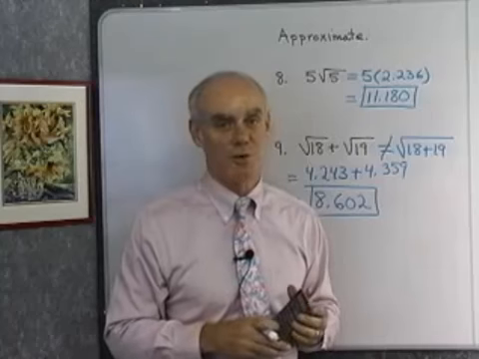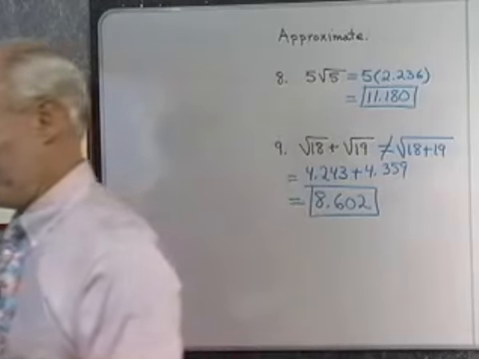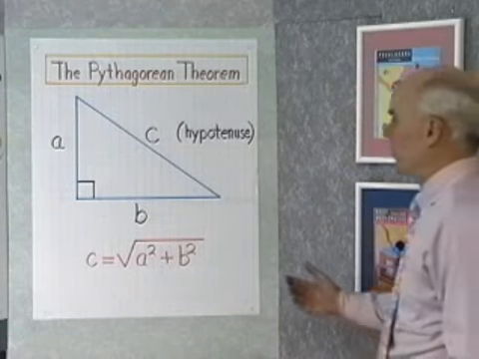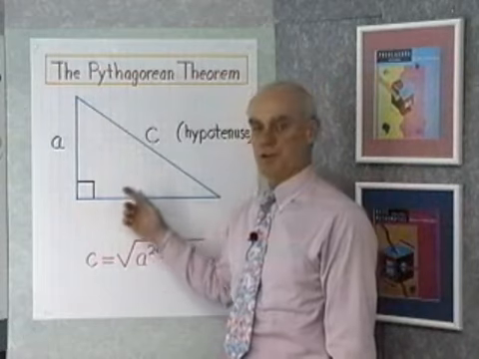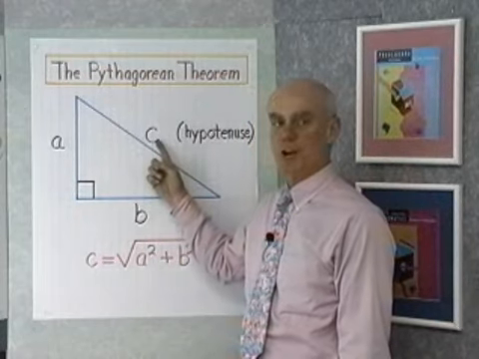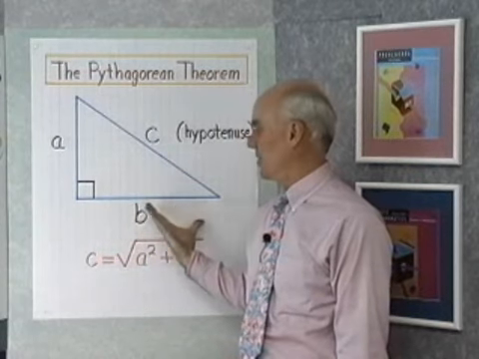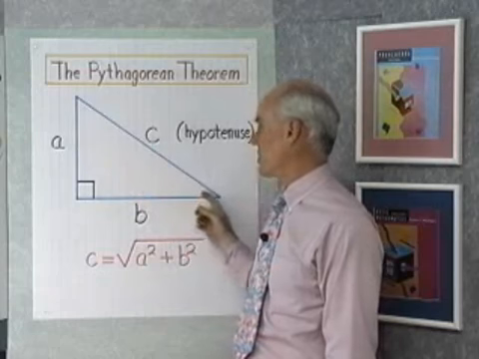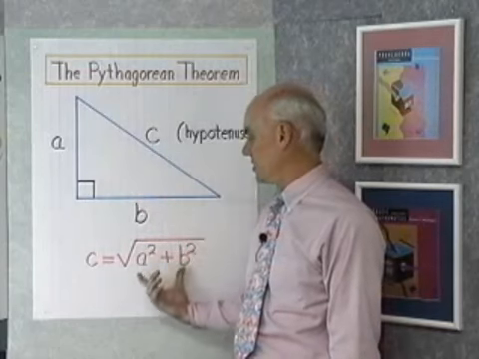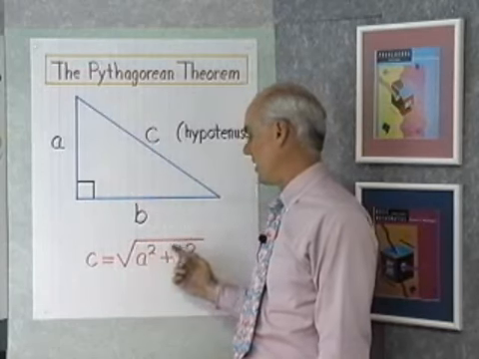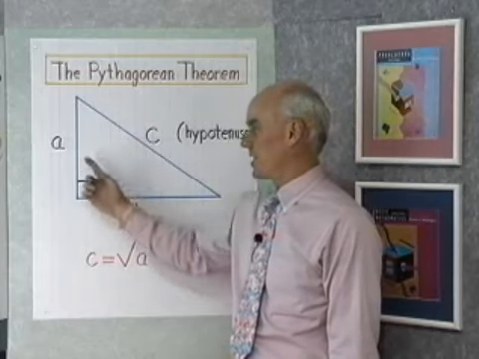Now one last thing to do in this section, I want to go over to the other board here and take a look at what's called the Pythagorean Theorem. The Pythagorean Theorem has to do with right triangles, and what it says is that the square of the longest side is always equal to the sum of the squares of the other two sides. Another way to say the same thing is that this longest side, which is called the hypotenuse, is always equal to the square root of the sum of the squares of these other two sides right here.